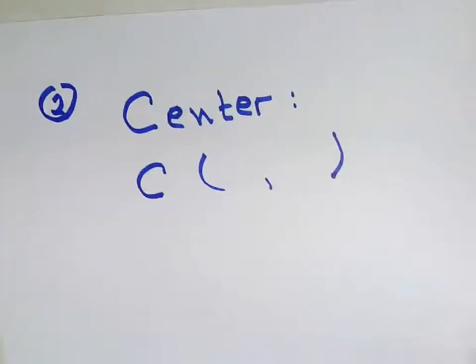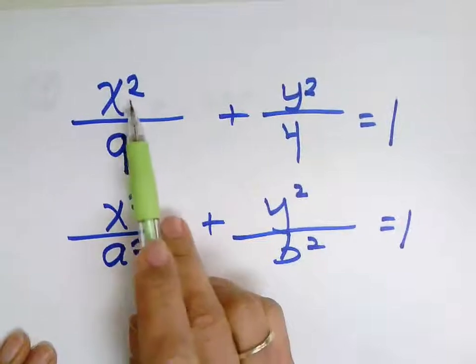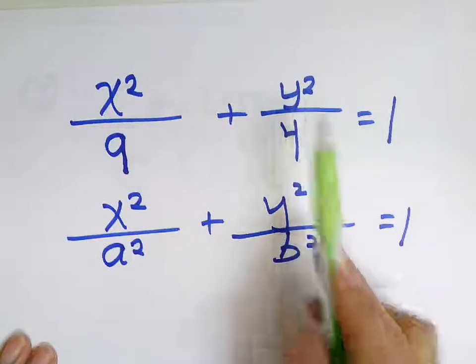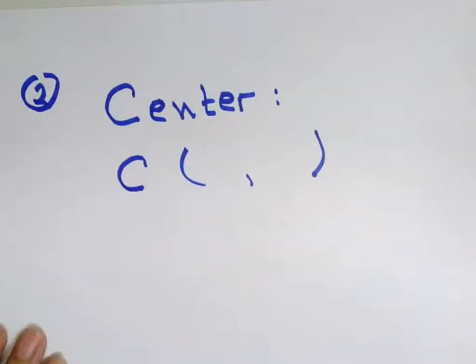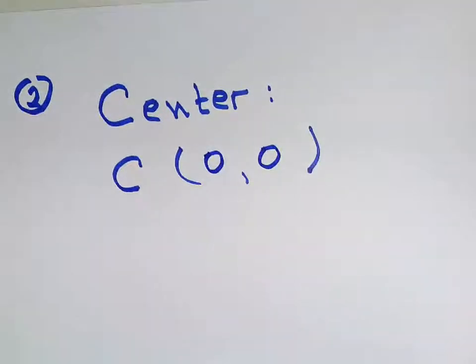Then the center of the ellipse. Nothing is being subtracted from the x, nothing is being subtracted from the y, so the center will always be the origin. Always the origin when nothing's being subtracted.